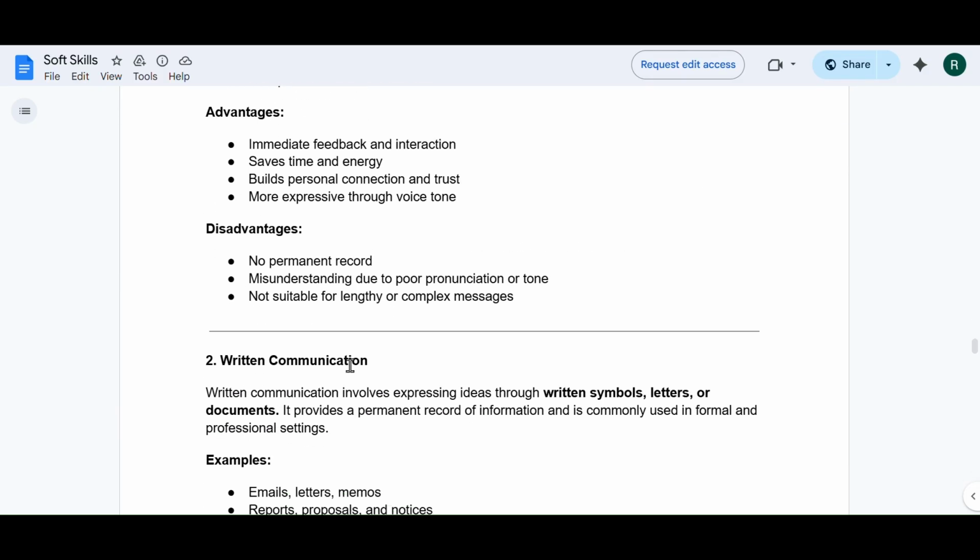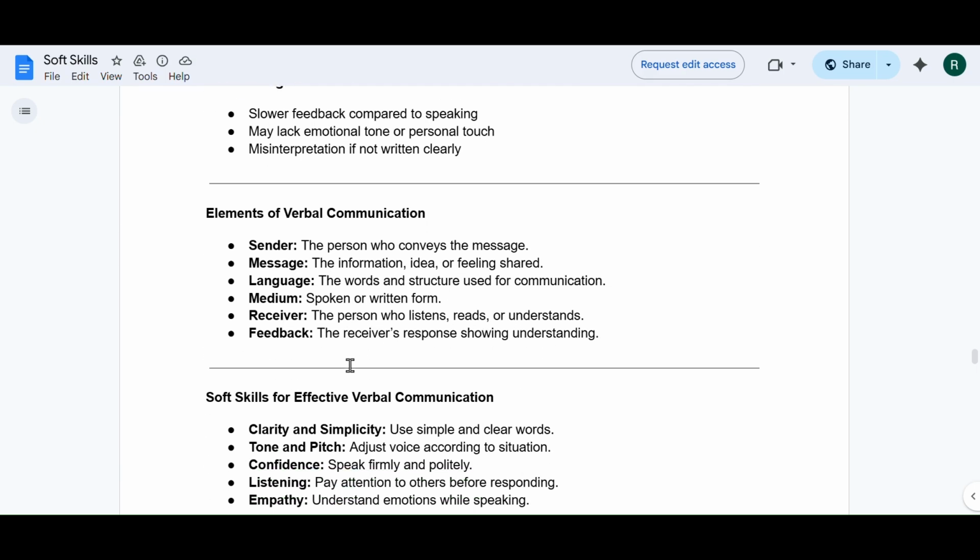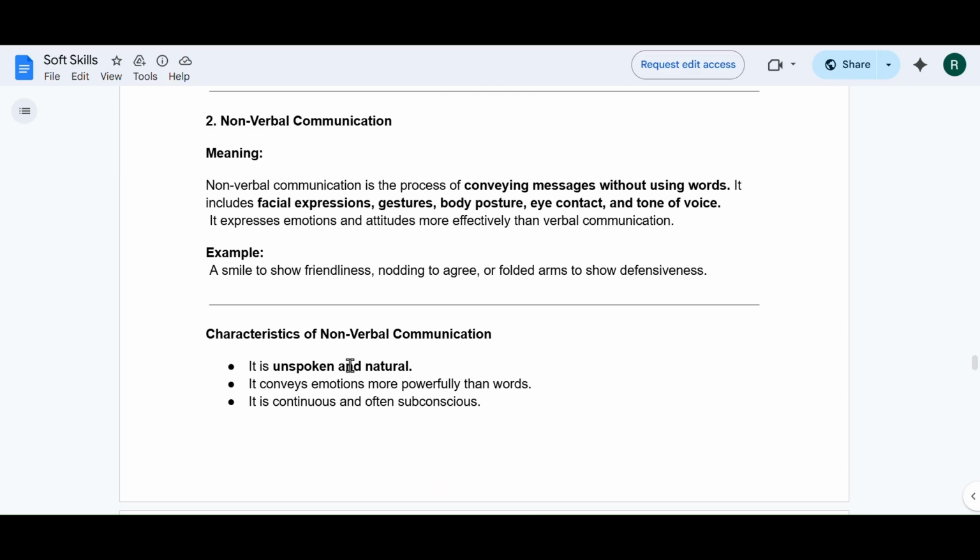Types of verbal communication are oral communication and written communication. Yeah, these two. You can read that. Now let us come to non-verbal communication. Nonverbal communication is the process of conveying messages without using words. It includes facial expressions, gestures, body posture, eye contact, and tone of voice. It is conveying messages without using any words. What this includes mainly is body language like facial expressions, gestures, body postures, eye contact, and also tone of voice. For example, a simple smile to show a friendly face, or nodding in agreement, or folding arms, or a handshake, all this comes under nonverbal communication.